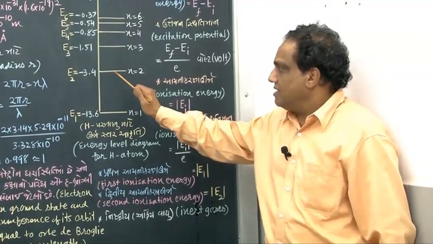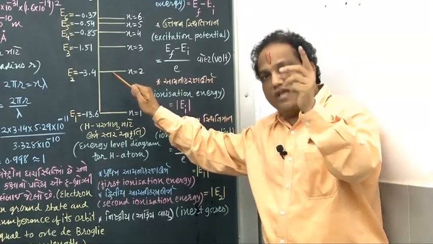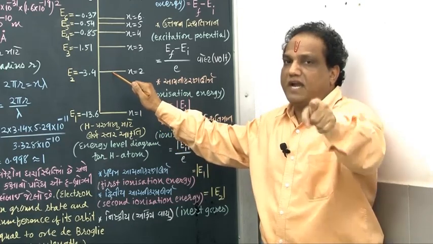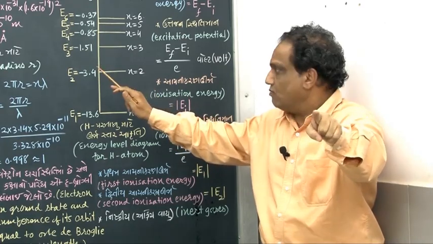Suppose the electron is already lying here and you want to make it free and you want to supply ionization energy, that ionization energy to be supplied is just equal to the modulus of this.